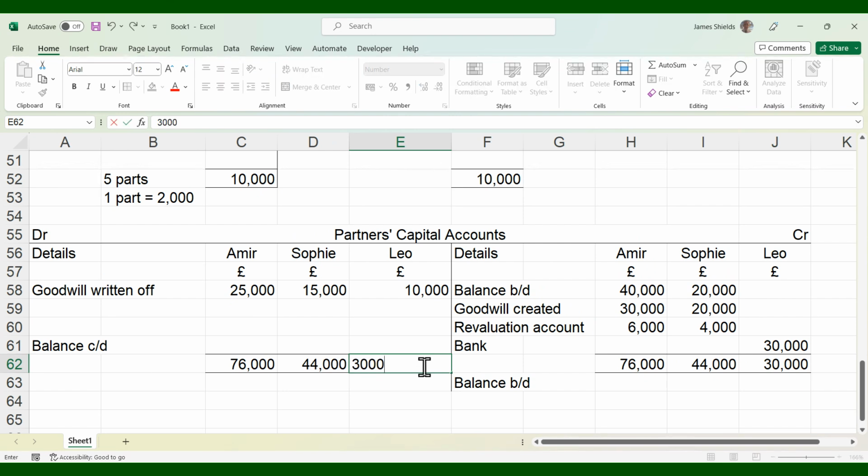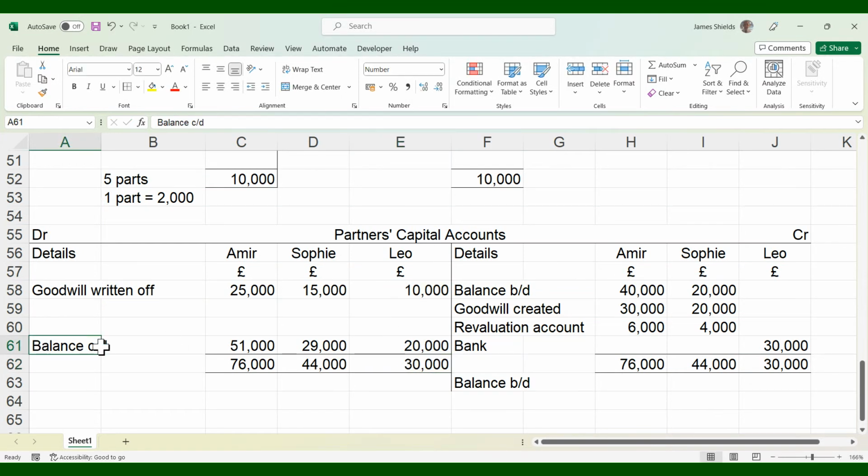So the credit amounts are larger than the debit amounts. That means we're going to have a balance carried down on the debit side. So for Amir, it's going to be 76,000, take away 25,000, which is £51,000. For Sophie, it would be a total of 44,000, take away the goodwill written off of £15,000, which is going to give us £29,000. And for Leo, it would be a total of £30,000, take away the goodwill written off of £10,000, which gives us £20,000.